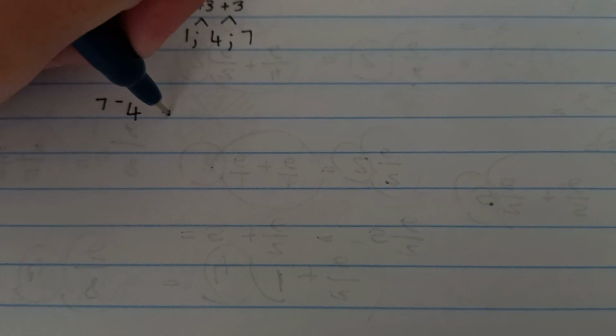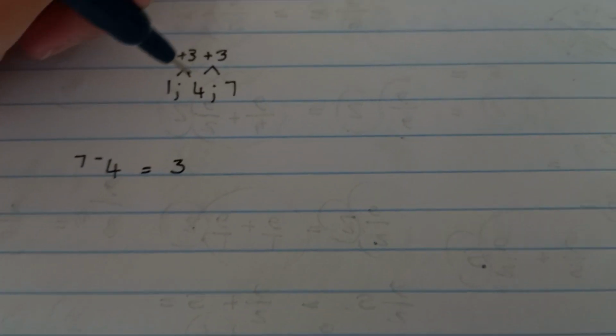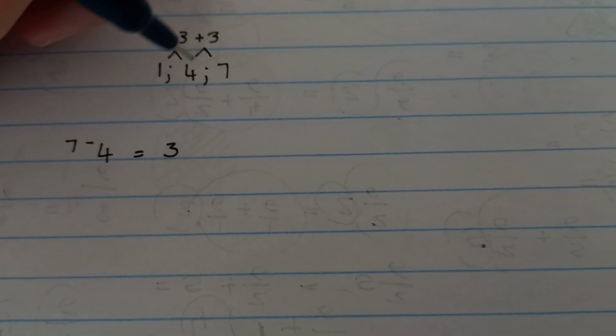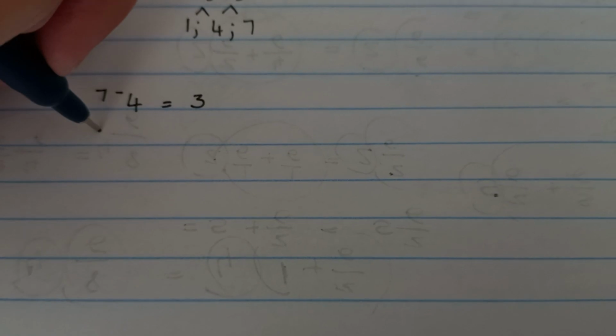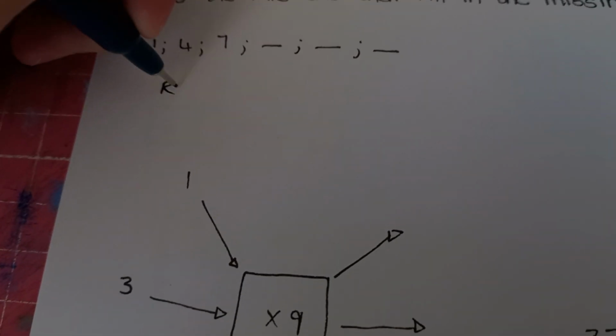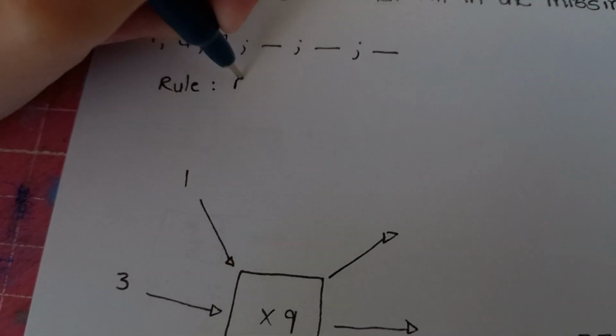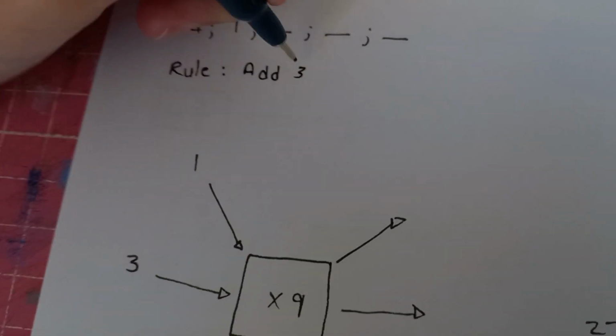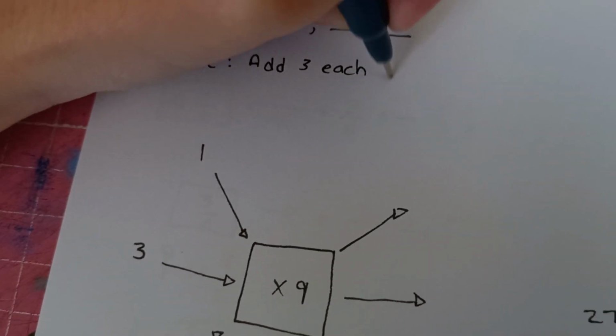So you always take two numbers next to each other, okay? You have 7, and you say minus 4, so you always take the big number minus the small number. That will give you an answer of 3. So then you go, oh okay, the difference between them would be 3. So you're adding 3. Same with the 4 and the 1: 4 minus 1 gives you 3. Okay, we're adding 3. So our rule would be to add 3 each time.